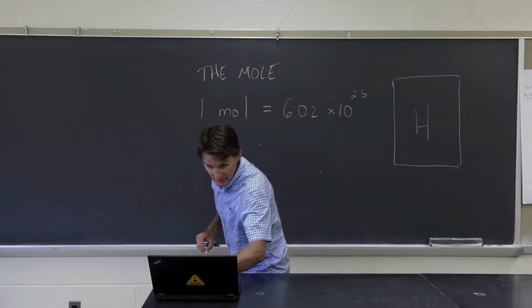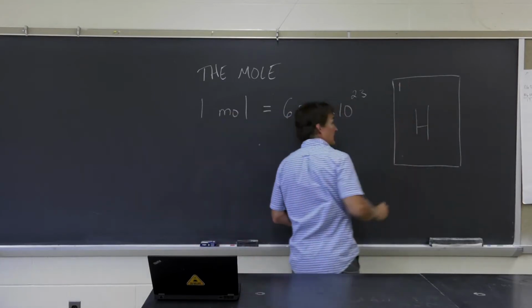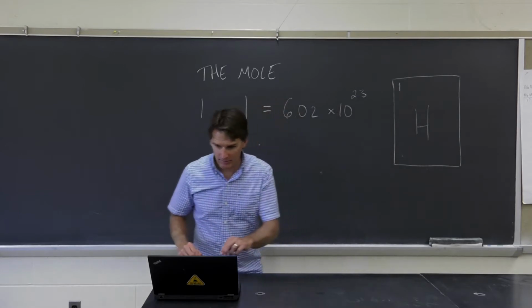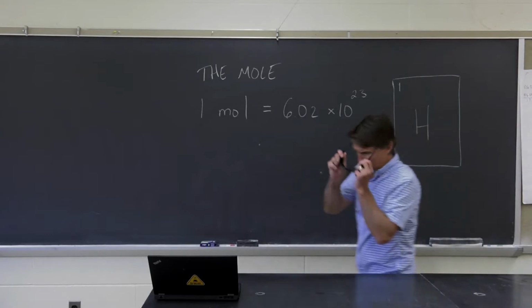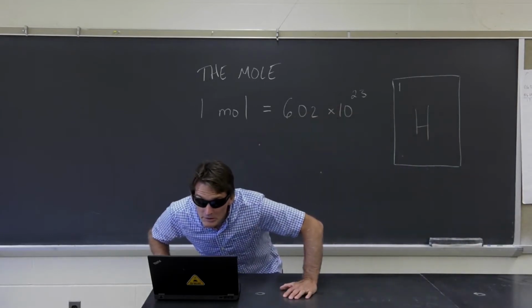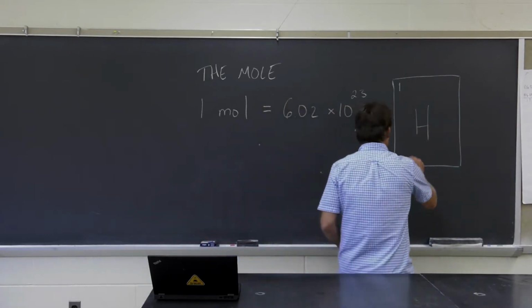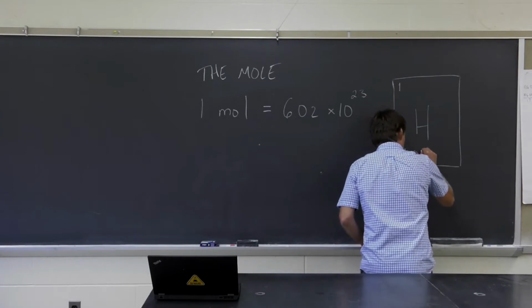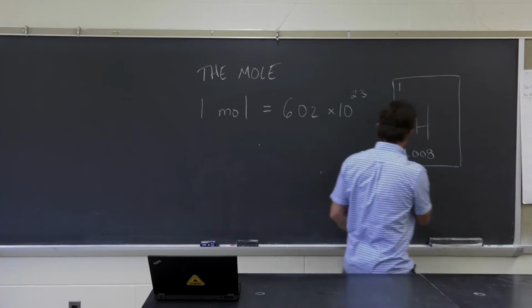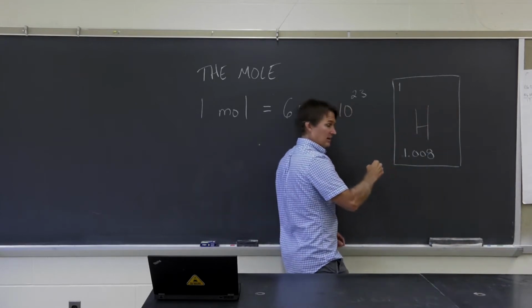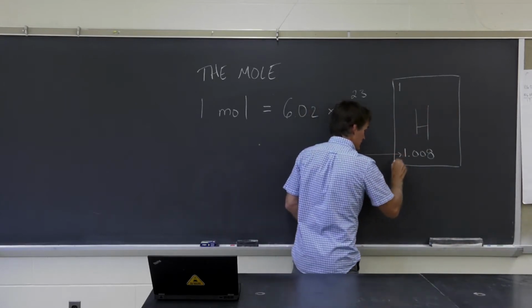And let's see, I think it's up near the top. They have the atomic number. And then down below, 1.008, it says. 1.008. We talked about this number down here before. This is the atomic weight.